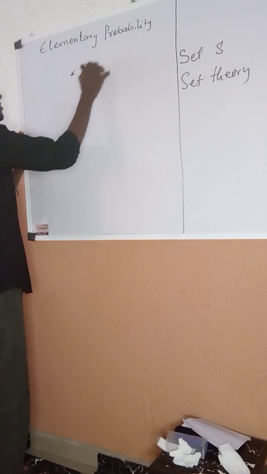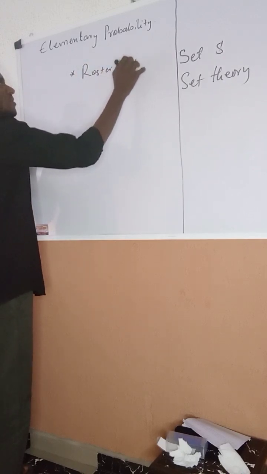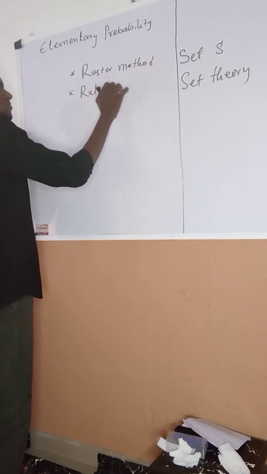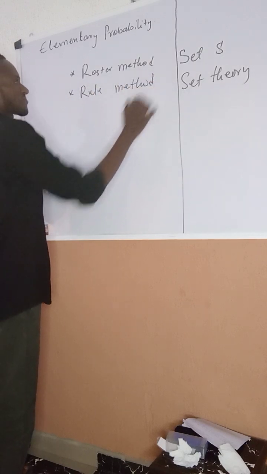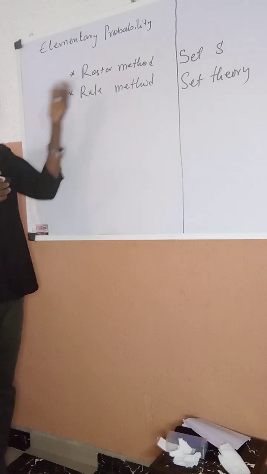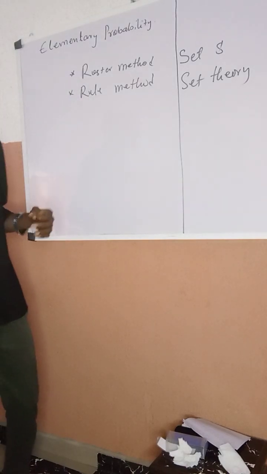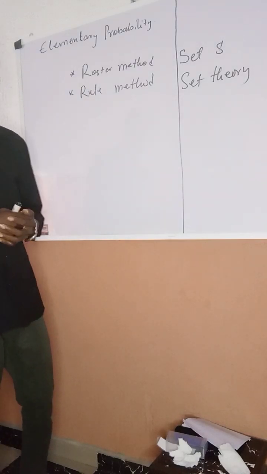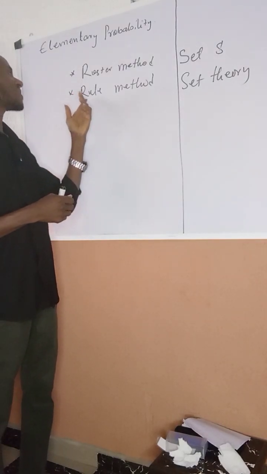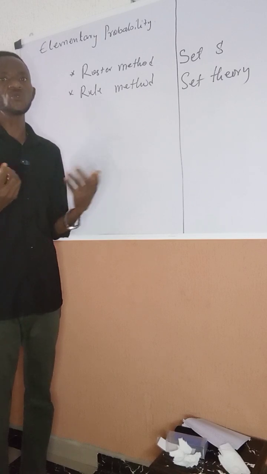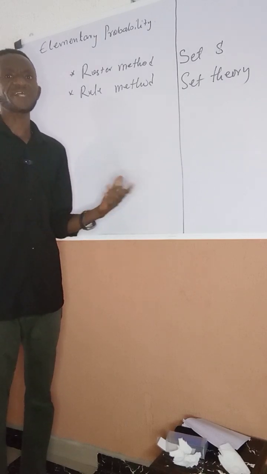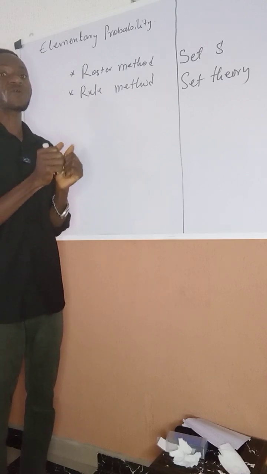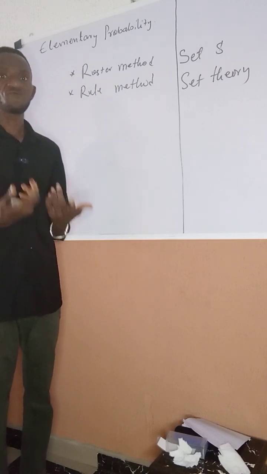the roster method, or using what we call the rule method. Of course, in the roster method, what we do here is to completely enumerate all the members of a set. While in the rule method, we tend to use some signs in mathematics to write the members of the set in a very compressed or compact form.